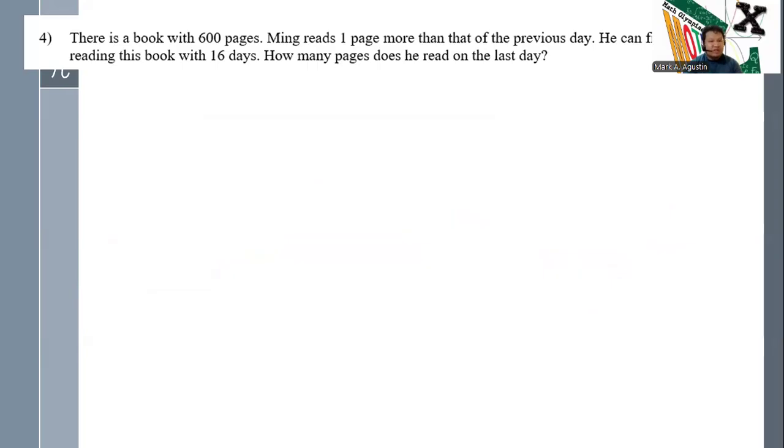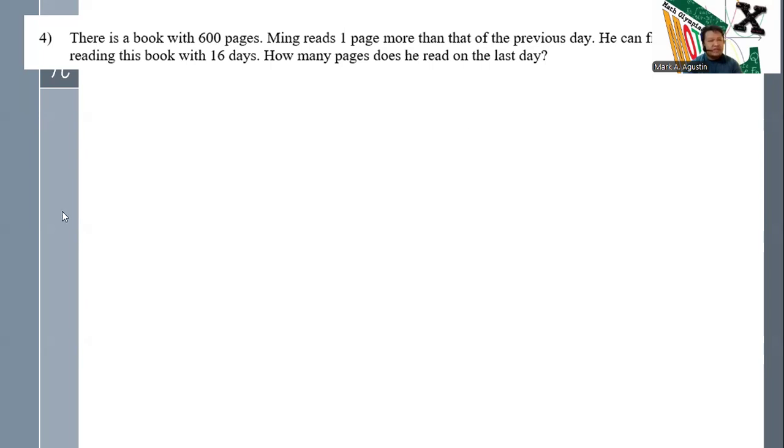Okay, so how do we solve for this question exactly? He wanted to finish the book in 16 days. But again, the initial given tells us that you can send your answers. You can send to everyone, or directly to me. Initial answer for this one.